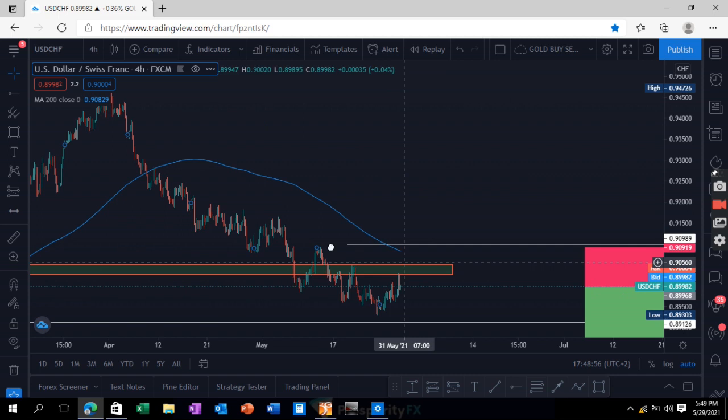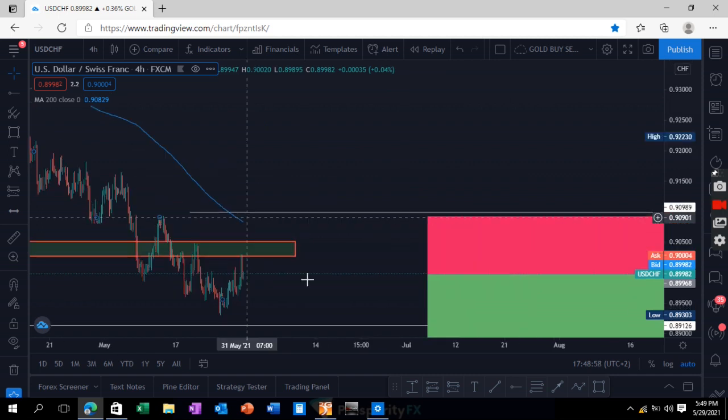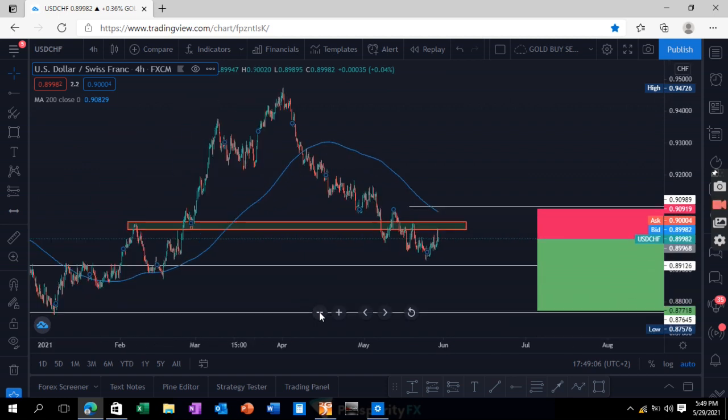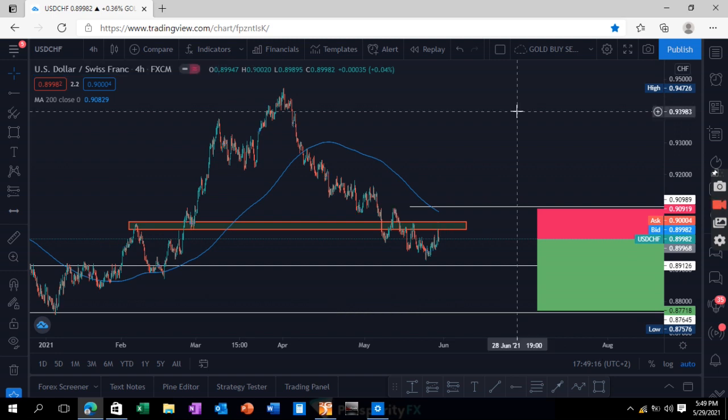So as for me right now, I'll be looking to sell USD Swiss franc. So I think that's it for me right now from this pair. I don't know what exactly will happen to this particular market, but this is how I'm willing to take this trade. We'll review these trades next week again, so that we can learn together and see how things work in the market.